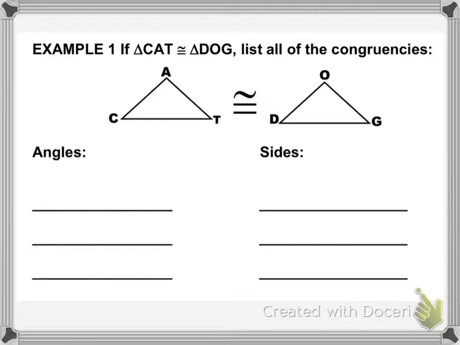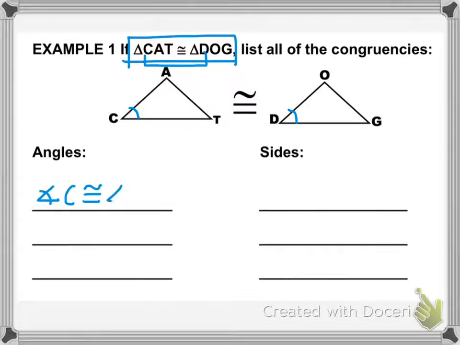Remember, in congruent triangles, there are 3 pairs of congruent angles, and there are 3 pairs of congruent sides. Remember, your congruent statement is very important. It tells you how the parts correspond. So C corresponds to D. That means those 2 angles are congruent. I'm going to start there. Angle C is congruent to angle D.